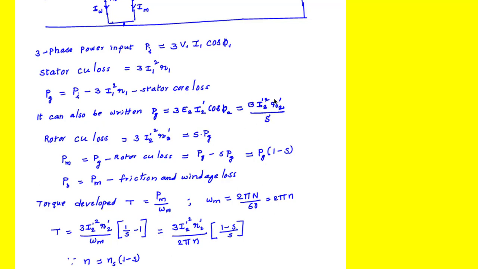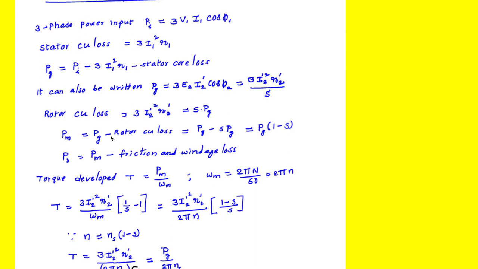3 I2 dash square R2 dash means the rotor copper loss. That rotor copper loss is equal to S into air gap power. We can write it here like this: rotor copper loss 3 I2 dash square into R2 dash is equal to S into PG. PG means air gap power. This is another formula which we get here.